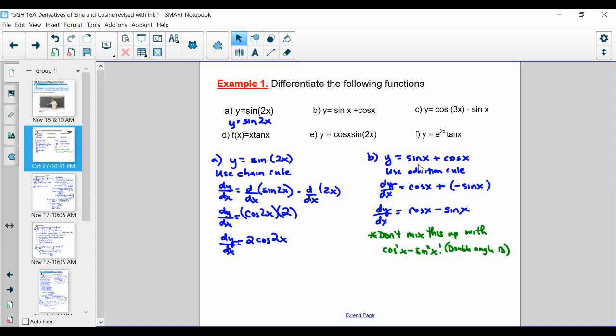For B, we're going to apply some of those rules that we learned before, the addition rule. So for sine x plus cosine x, the derivative of sine x is cosine x, plus we're going to take the derivative of cosine x, which is negative sine x, and we're going to watch our signs. A plus and a negative together make a minus sign. And just watch out, don't mix this up with our double angle identity. We do have a couple of trig identities that we've reviewed earlier and you may use to help you, but right now these are just terms that are not squared.